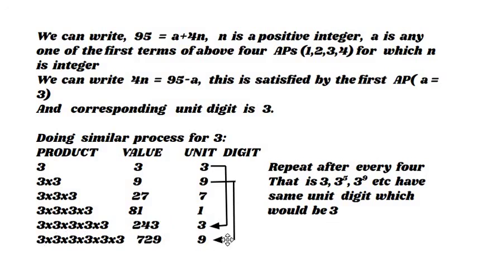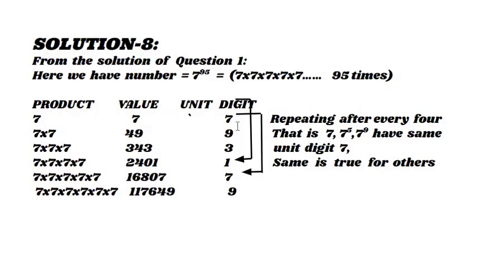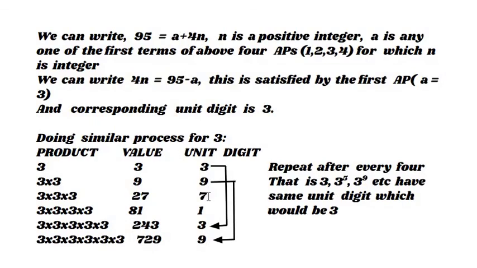Similarly, you can see that 3 repeats itself after an interval of 4, and 9 repeats itself after an interval of 4, and similarly for the others. The only four possible unit digits for any exponent of 3, that is for any 3 raised to the power n, whatever the value of n is, are 3, 9, 7, 1. In case of 7 it was 7931, and in case of 3 it is 3971.